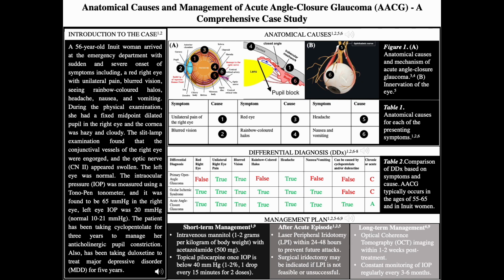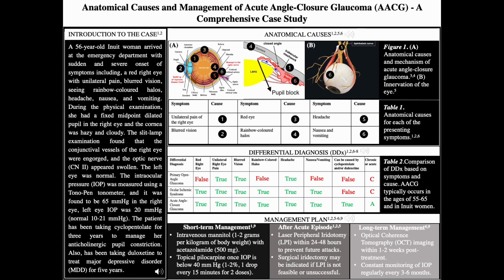Acute angle closure glaucoma is an emergency condition and is characterized by a sudden increase in intraocular pressure. This can lead to symptoms such as severe eye pain, blurred vision, and nausea. So this poster aims to present the anatomical causes and management of the symptoms presented.